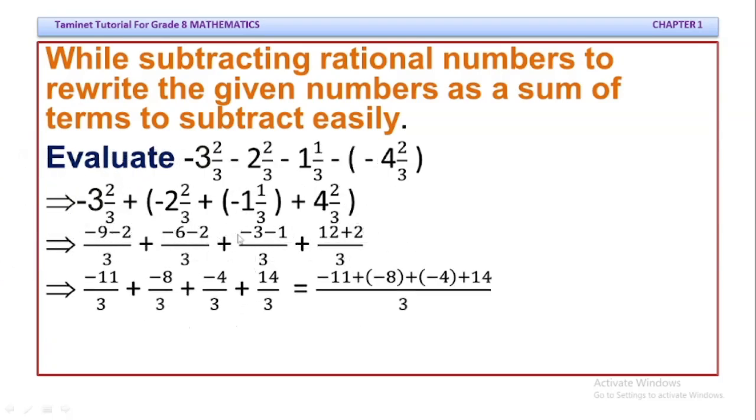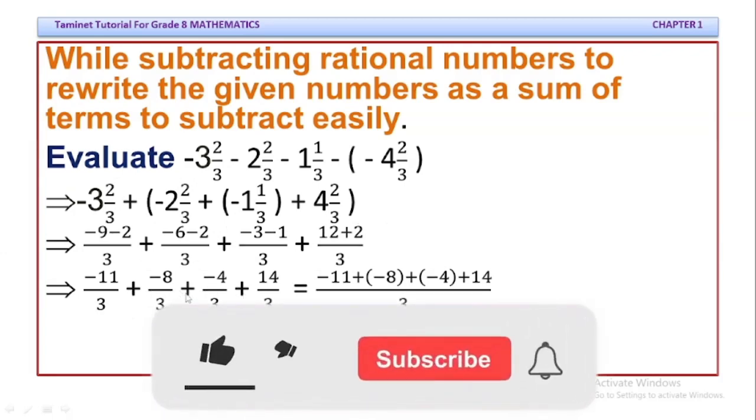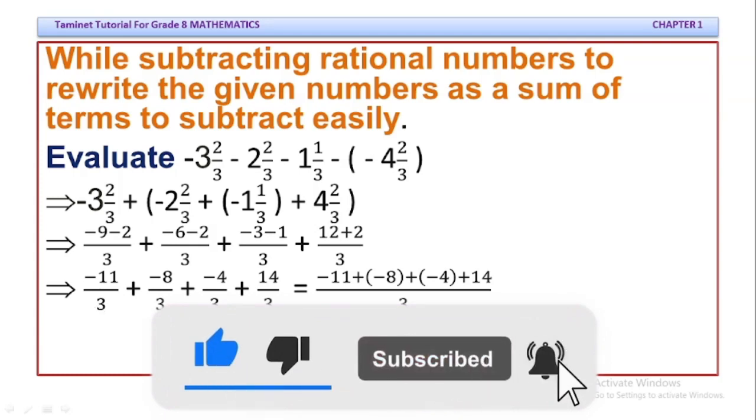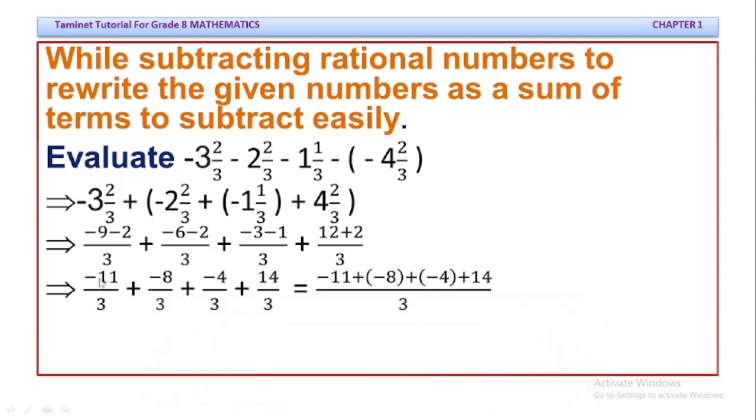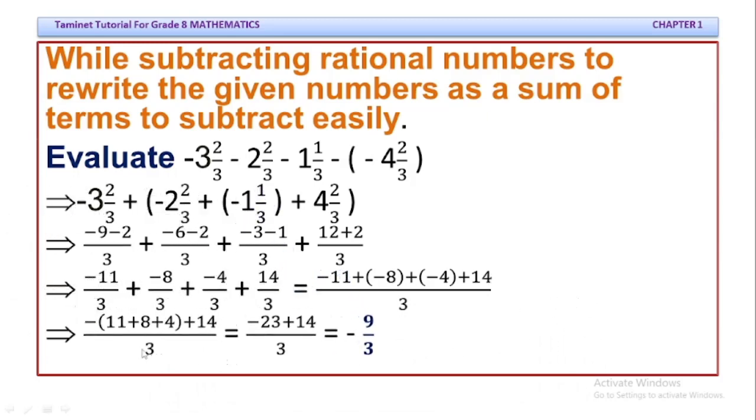Now we can add the numerators like this. The operation is addition, and the denominator is the same, 3, so we can add the numerators like this. So finally we can decide the value, which is negative 23 plus 14. The sum of negative 23 and 14 is negative 9.